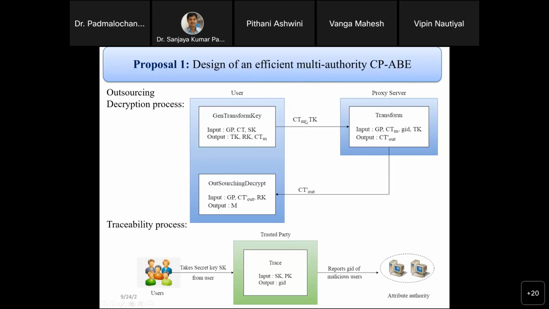Then the proxy server uses the CTM and TK to generate the CT dash output, which is very close to the plaintext. It doesn't generate the complete plaintext, otherwise security might be questionable. So CT dash out is generated, and this CT dash out is sent back to the user.